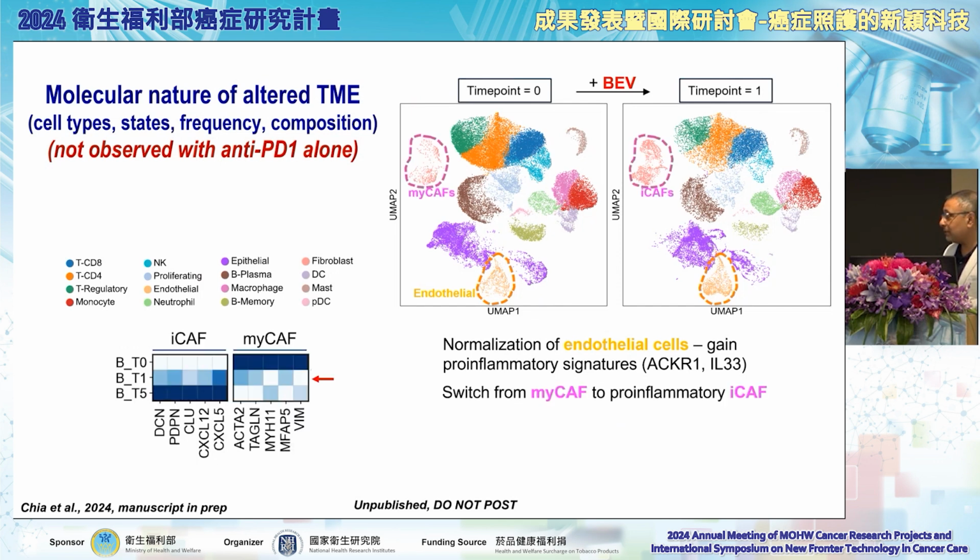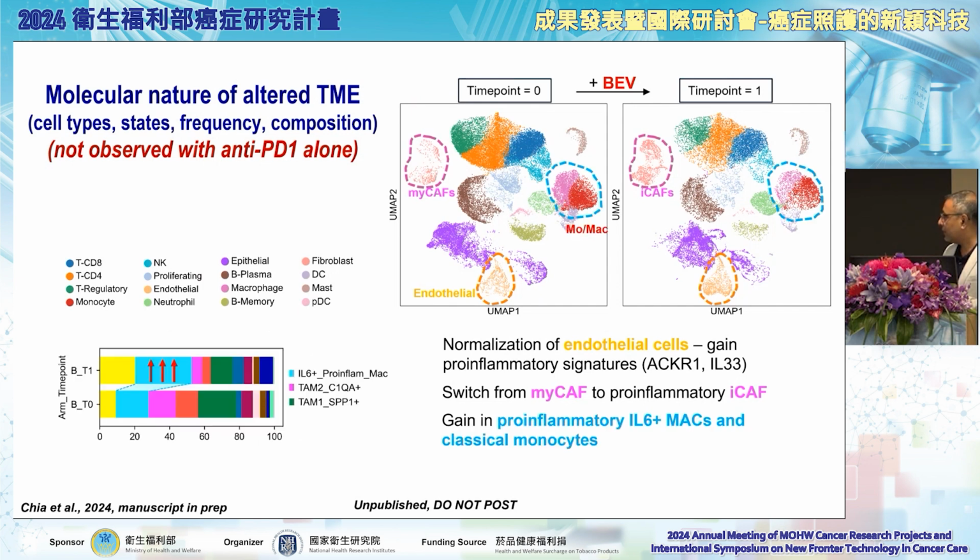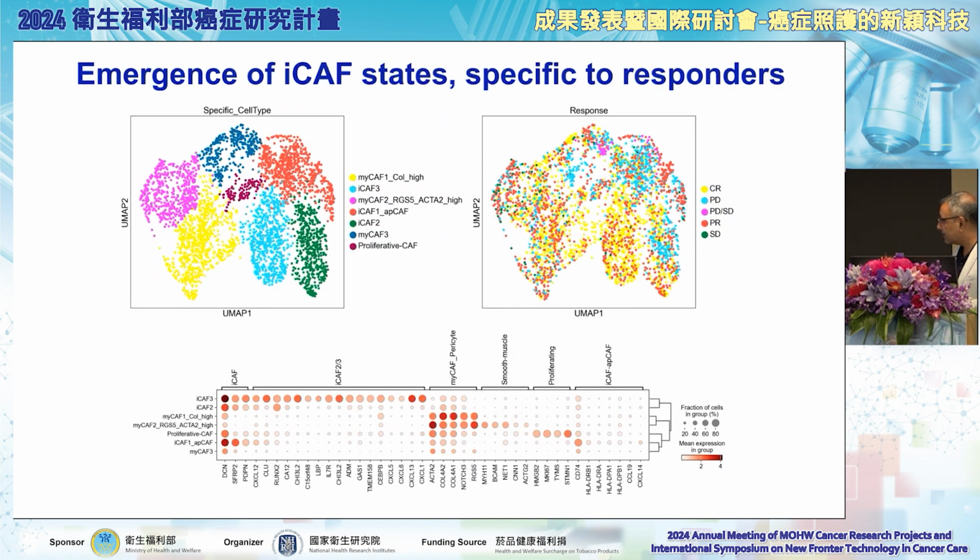In terms of fibroblasts, there is a remarkable switch from MyCAF to iCAF. So you go from pro-tumor myofibroblastic CAFs into inflammatory CAFs, which were initially identified by David Tuveson's lab, in fact, in pancreatic cancer models. So you see the downregulation of MyCAF and the upregulation of iCAF markers. And at the same time, we also see gain in pro-inflammatory IL-6 positive macrophages and classical monocytes and loss of immunosuppressors.